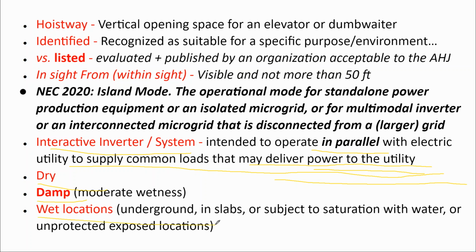Dry locations and wet locations are pretty obvious. Maybe what's less obvious is that slabs or underground would be a wet condition. Damp is a special wet condition where it's protected and under some awnings, and that can be useful in solar. There's a cable that I like called MC cable. It's a metal clad cable. We'll get to it later.